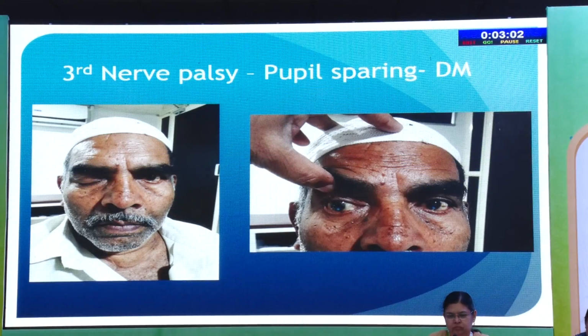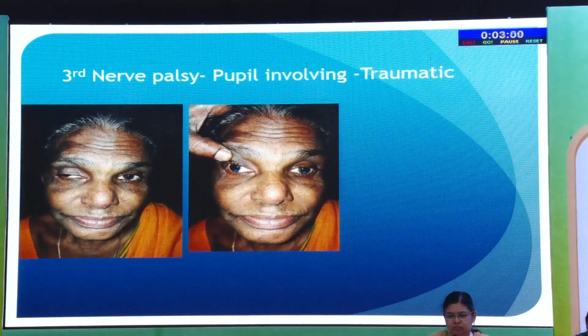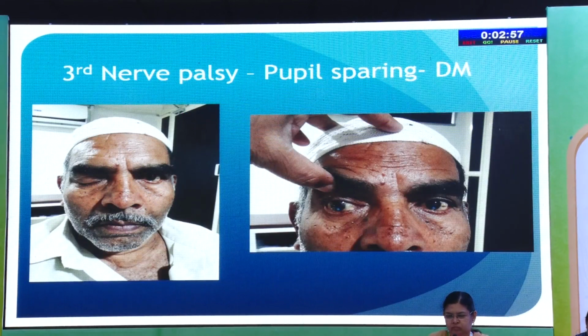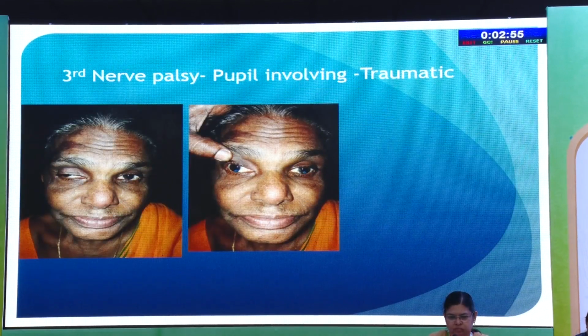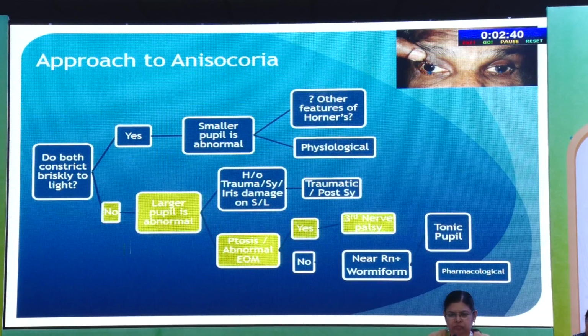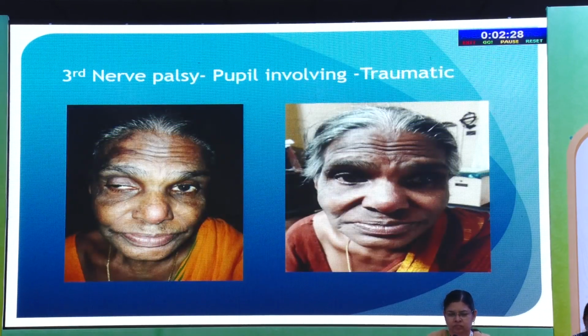Again, this is a third nerve palsy, but this one was a pupil-sparing third nerve palsy. While the next one was actually a post-op lady, and she was going back after a post-op checkup on a scooter with her daughter, and unfortunately she fell off the scooter, and you can see she had a traumatic third nerve palsy with pupil involvement. Again, you go by the same algorithm. You can see the poor reaction, the larger pupil is the abnormal one, but she had associated features, ptosis and abnormal extraocular movements, and yes, that was the third nerve palsy, and she fortunately recovered.